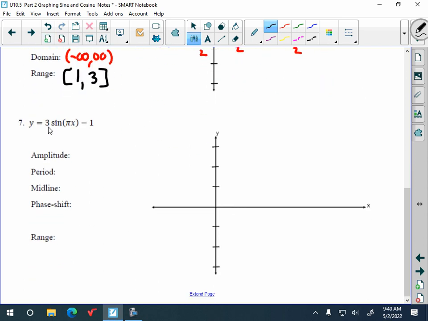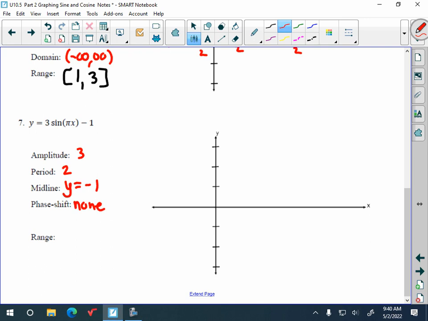So number 7. Amplitude is 3. Period, 2 pi divided by pi is 2. Midline y equals negative 1. Phase shift is none, because there's no c value in this problem. And the range we'll get after we graph it.